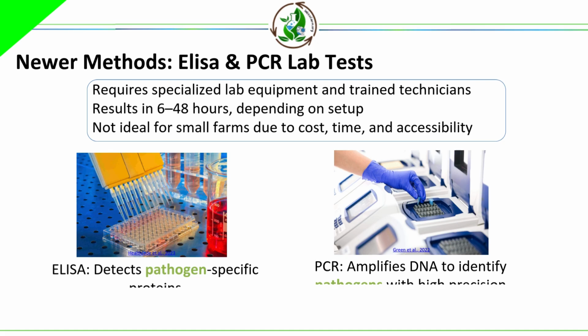The trade-off is that ELISA and PCR require specialized equipment, clean lab conditions, specific reagents, and trained personnel. That makes them expensive and logistically challenging for small-scale farmers or remote communities. They're incredibly useful in universities, research labs, and large agribusinesses, but they're not ideal for emergency field-based decision-making in IPM.